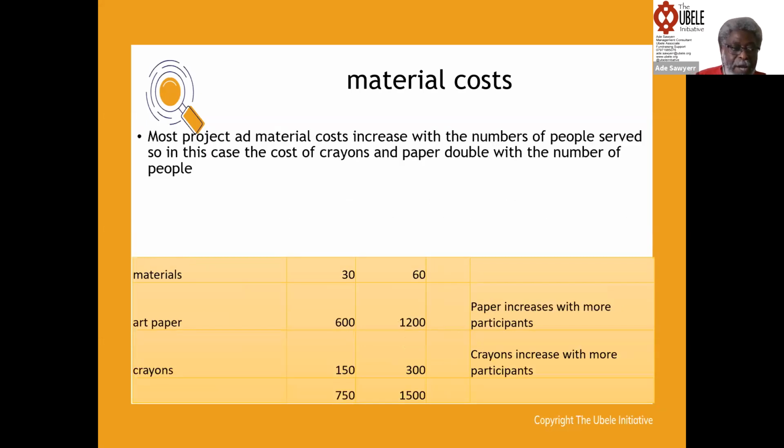We now look at material costs. Again, most project and material costs increase with the number of people served. So in this case, cost of crayons will double, cost of paper will double based on the number of people. So for 30 children, we have 750 pounds, but for 60 children, we have 1,500 pounds. It has doubled. That's how material costs behave.